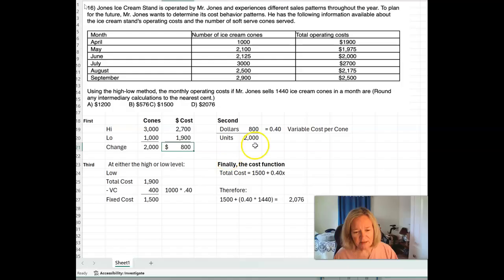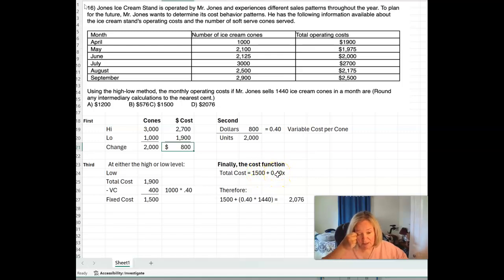So once I've got these two things done, the 40 cents and the 1,500, I can do my cost function. And the total cost is, my cost function is 1,500, okay, plus 0.40x. Okay, so there's my fixed cost, and there's my variable cost.